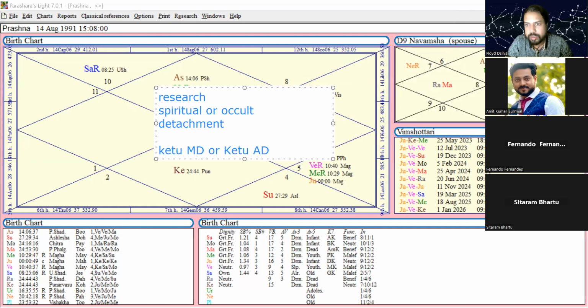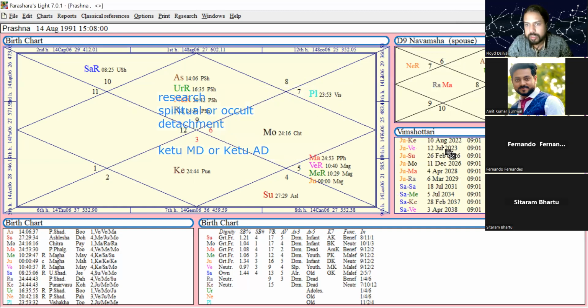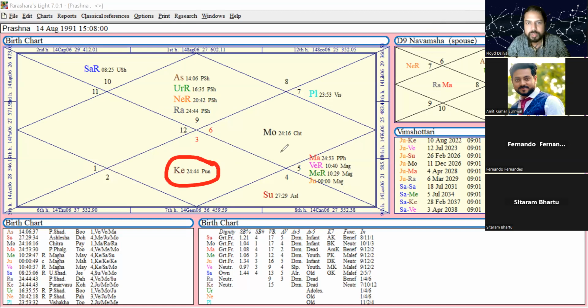Yes, sir. Now they have filed for divorce, around August of last year, roughly. So the Ketu period came, and the separation or whatever they want to do followed. Correct? Ketu will always give this kind of problem, depending on how badly it is placed.